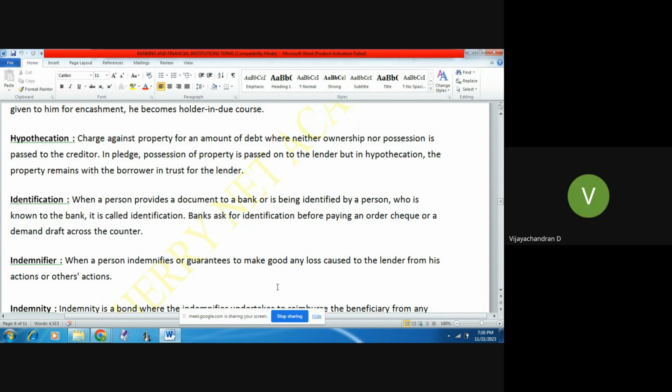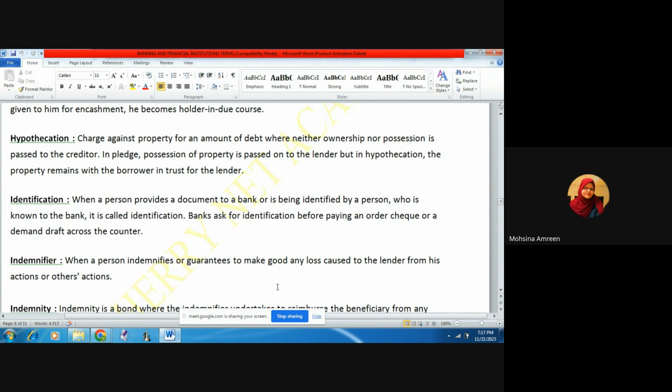Yes, ma'am. The title will be in the hands of the lender. After clearance of the loan only, it will be transferred to the borrower. Whereas in the case of mortgage, ma'am, both will be in the hands of the lender. So also the title, it will be registered. The document will be registered in the name of the lender. That is known as mortgage.